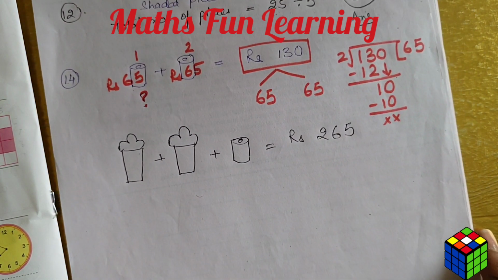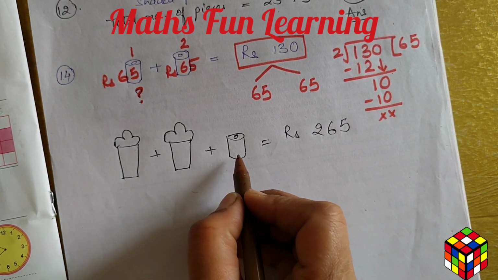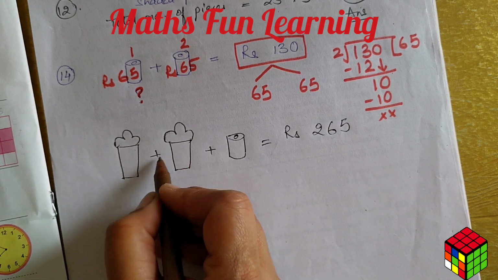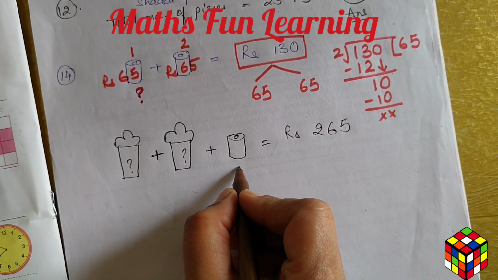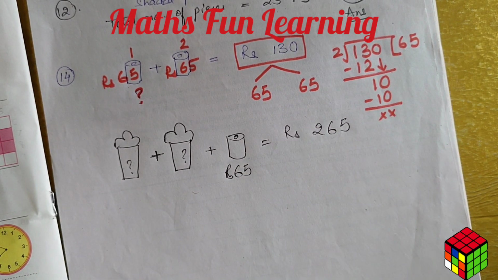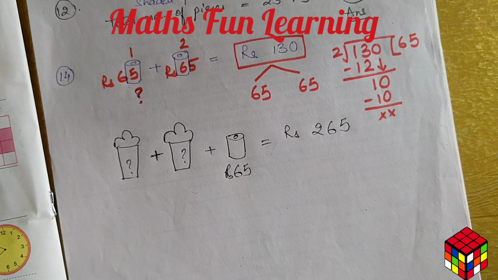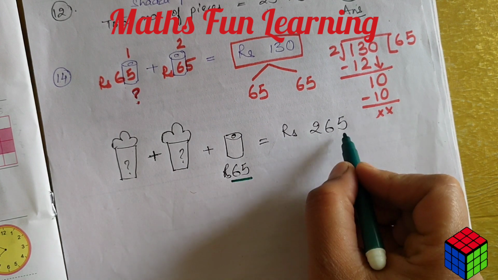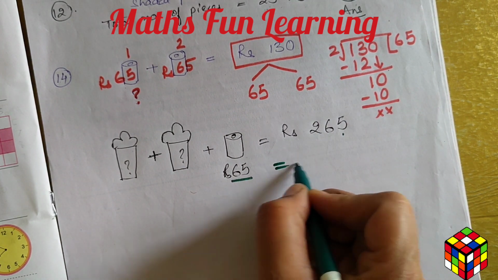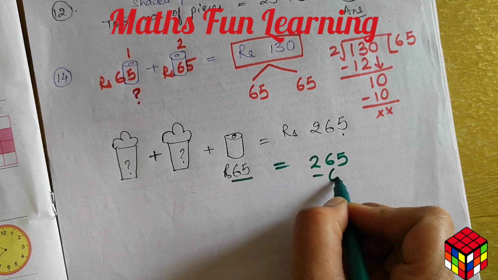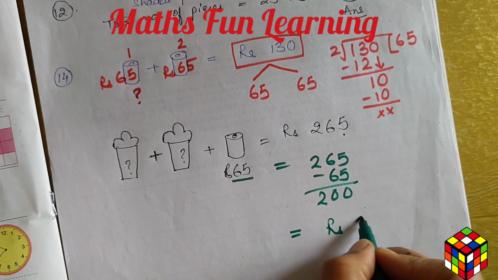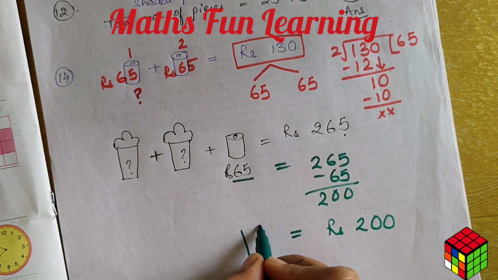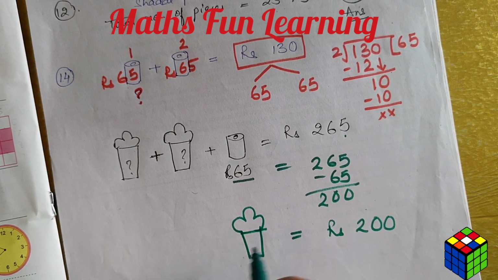Okay, so kids, we are going to use a method of balancing. Now, you know that for these two popcorns, you have to identify the price. You know the price of this is 65 rupees. So when you know the price, just shift your number from here, just subtract this number from this. When you subtract it, 265 minus 65, you will get 200, which means that rupees 200 is the price of two popcorns.